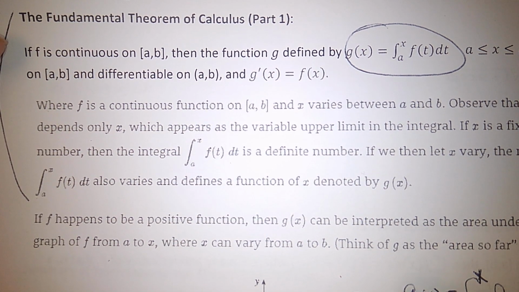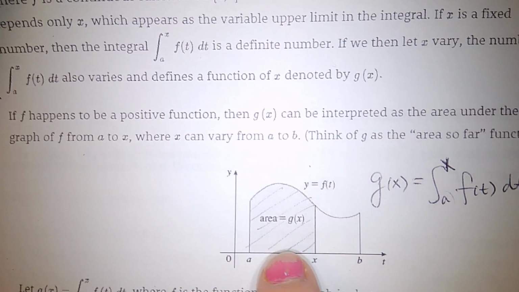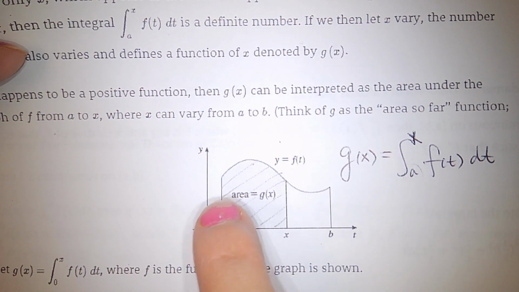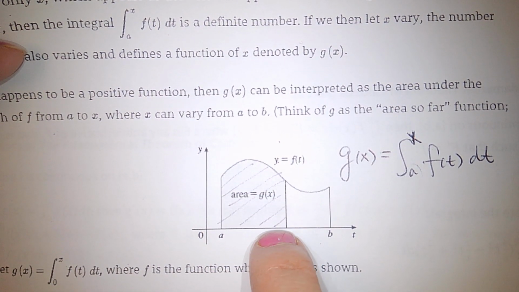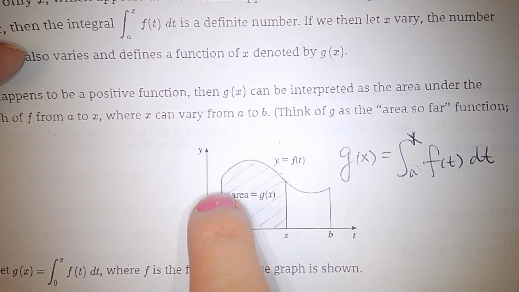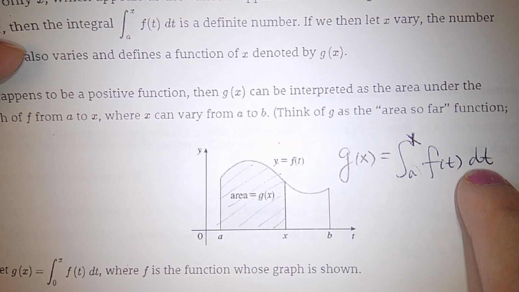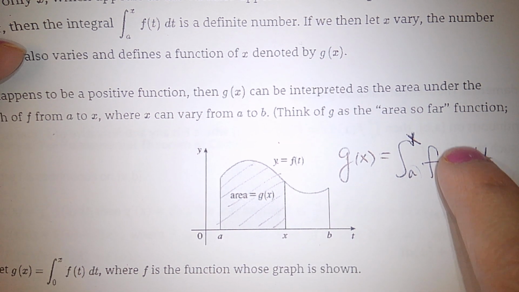Okay, so g of x is this integral, right? Geometrically, we know the meaning of g is the area of the shaded region. The shaded region is bounded by the curve y equals f of t, y equals 0, x equals a, and x equals x. That is the integral of f of t dt.